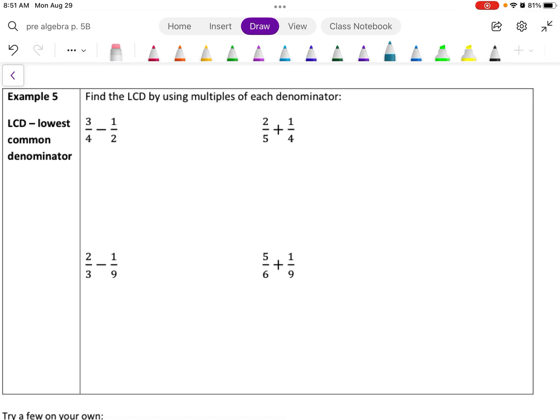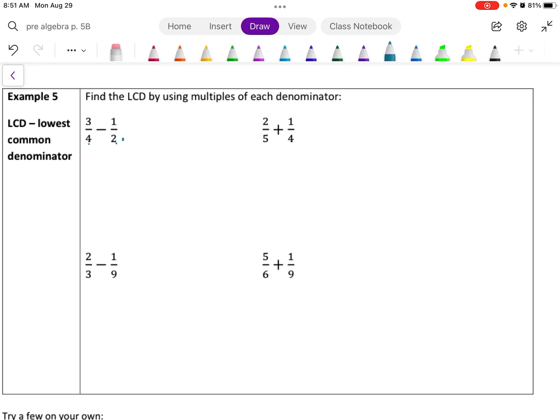So we have 3/4 minus 1/2. Well, again, 4 and 2, those aren't the same. So we need to think about the lowest common denominator. Well, I know that 2 goes into 4. So let's think about this. 2 times 2 is 4.